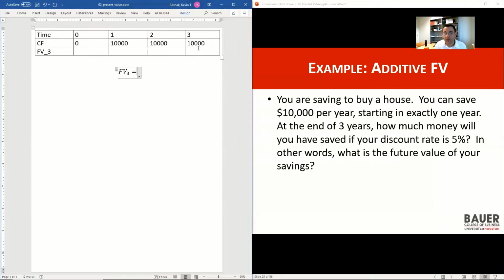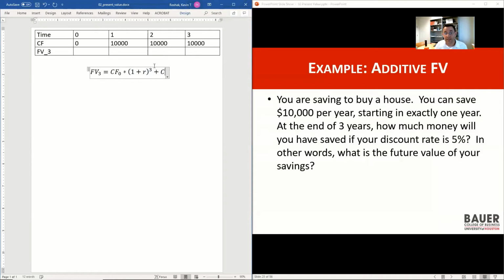If we have a cash flow at time 0, how many times do we move that to get to time 3? Well, we multiply it by 1 plus r 3 times. Okay. If the cash flow is sitting at time 0, you multiply it by 1 plus r once to get it to time 1, twice to get it to time 2, 3 times to get it to time 3. So you multiply by 1 plus r 3 times to get to time 3.